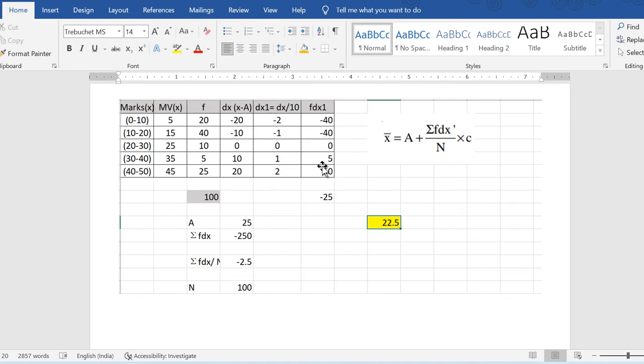The formula for calculating the arithmetic mean using the step deviation method is this. That is A plus sigma of f dx1, that is sigma is the total of all the values here in this column, which is minus 25, divided by n. N is the sum of the f values, which is 100. And we have a constant C, and this constant here is assumed to be 10. So by applying this formula, you will get the arithmetic mean of 22.5.